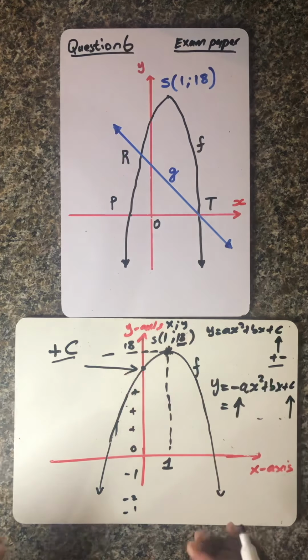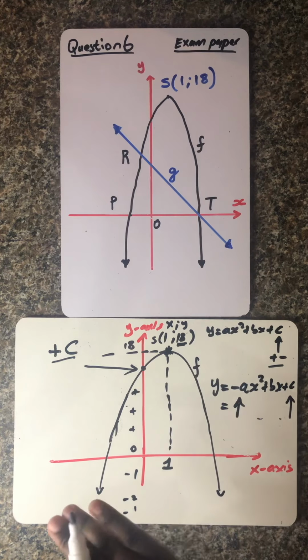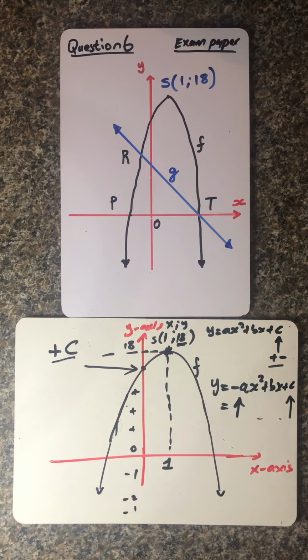If you proceed with your calculations and you get a positive a as part of your answer, then you know somewhere, somehow you made a mistake, which means you need to go back and rectify that particular mistake. So ladies and gentlemen, I assume you find value in this information that I've provided so far.